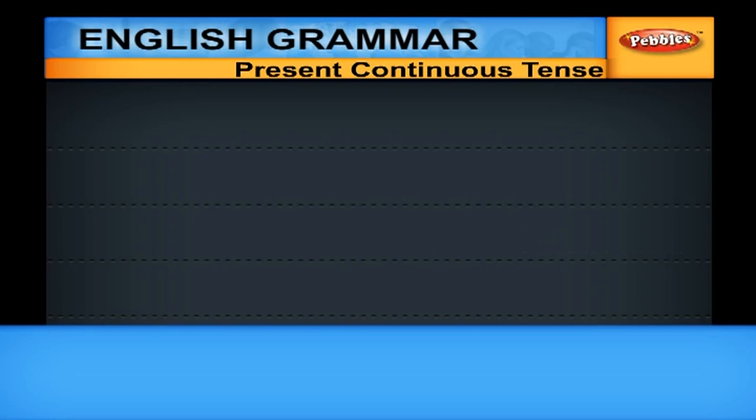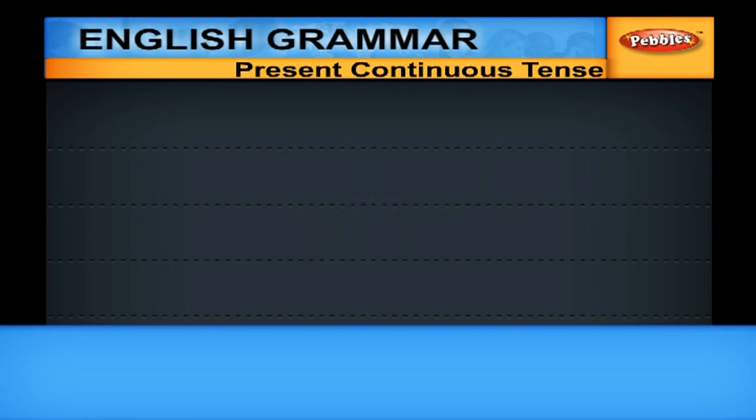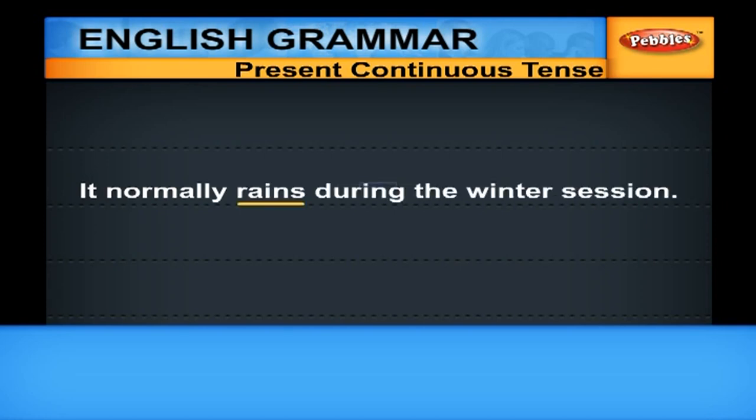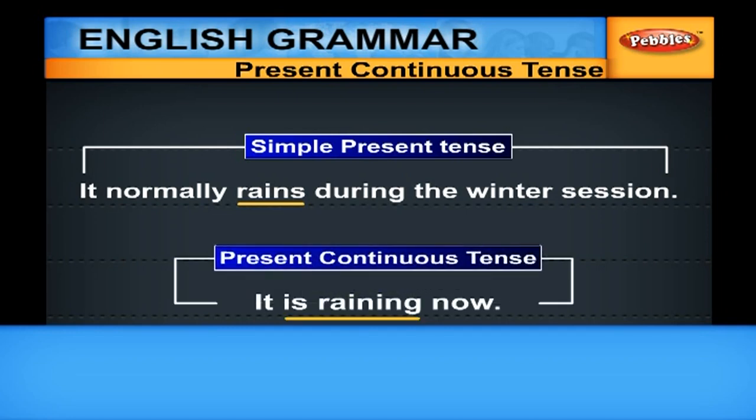So now, I will give some more examples to show the difference between the simple aspect and continuous. You can say that it normally rains during the winter season. It is in simple present tense. It refers to a general action. It is raining now. It is in present continuous tense. The action is progressive.